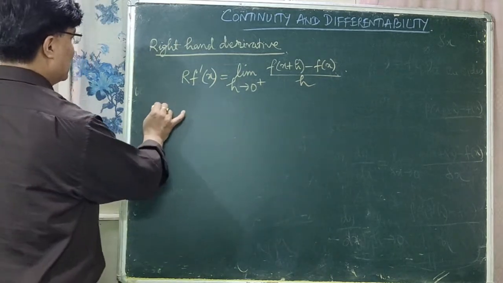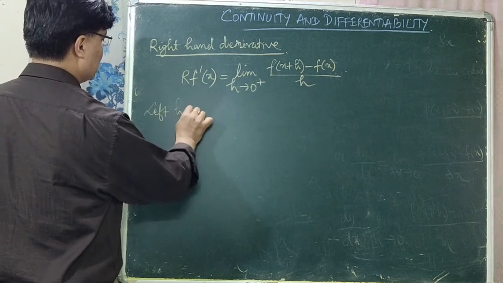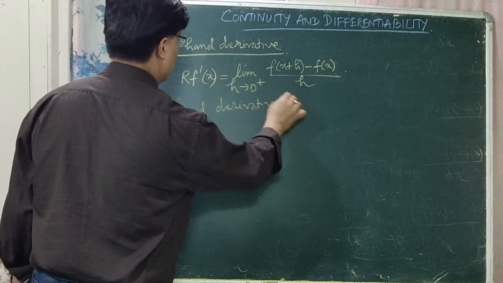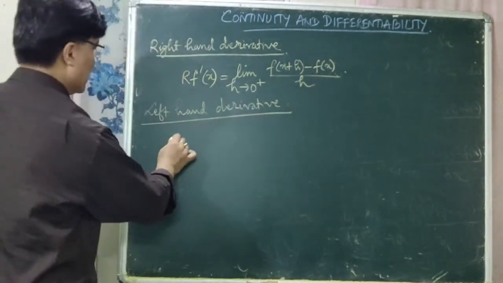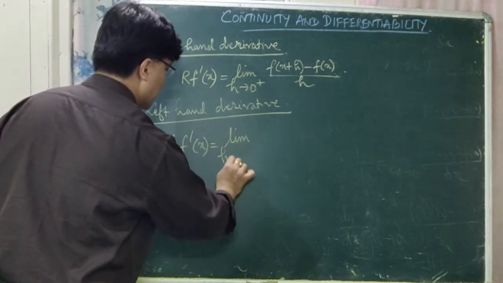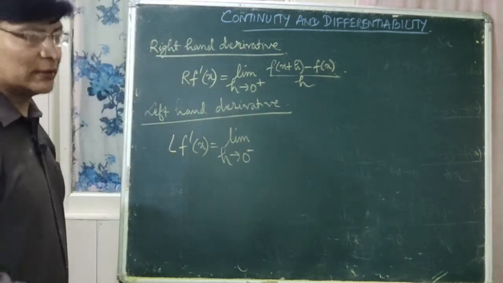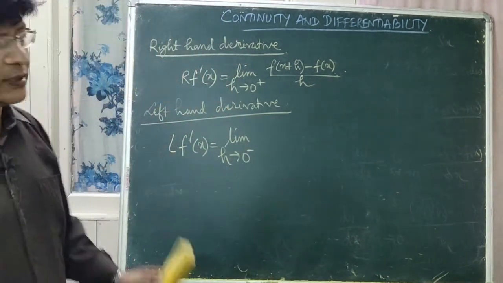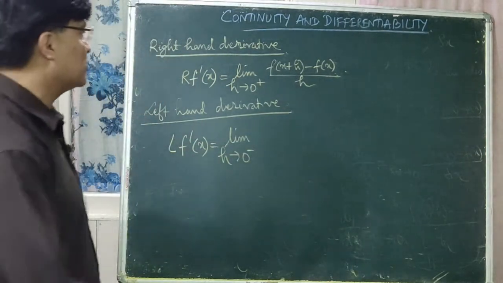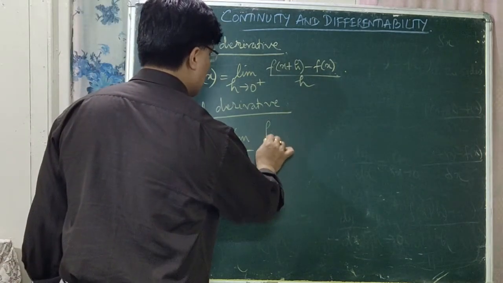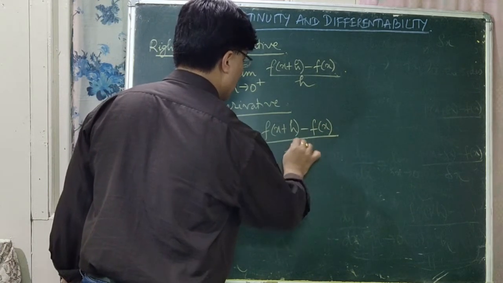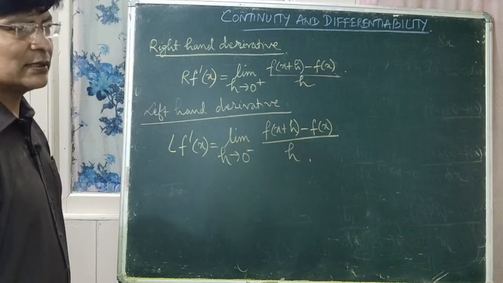Okay, now left hand derivative. Left hand derivative is denoted by capital L f dash of x, which is equal to limit h tends to 0 minus, that is, h is approaching 0 from which side? From the left hand side. So in this case the same formula is there, f of x plus h minus f of x, whole divided by h. Is that clear to all of you?